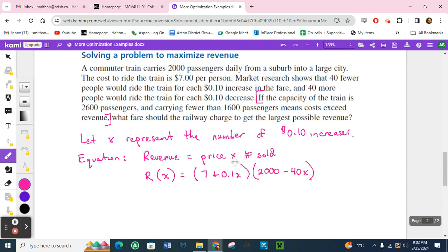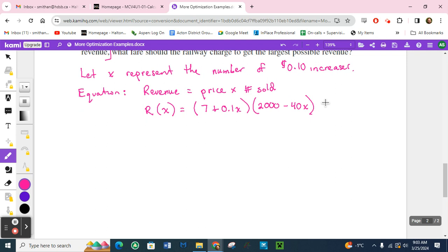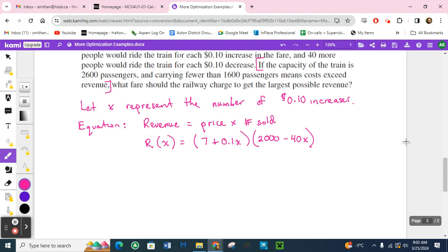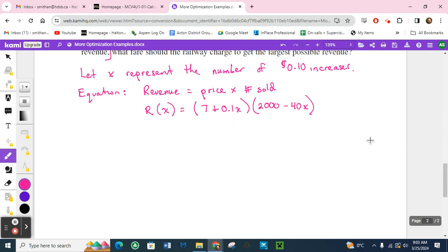You do those kind of questions in grade 10. At least when I teach the grade 10 academic course, we mix those in when we do finding vertex and stuff like that. But we have a twist in this one where X can't be just anything. Like in theory, you could increase the price as many times as you want, up until like $1 billion. But no, we have some constraints on the number of passengers. So we've got to find the domain of this function.